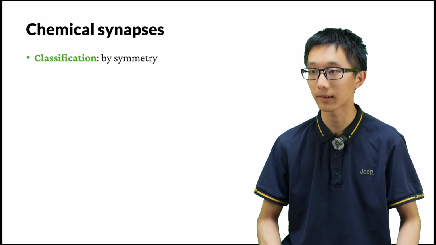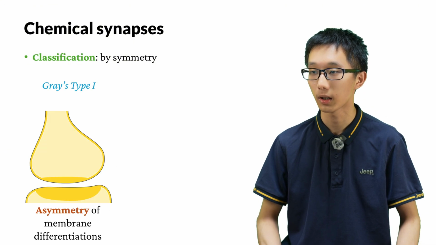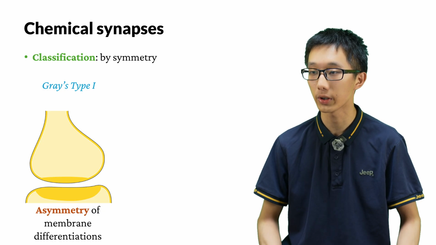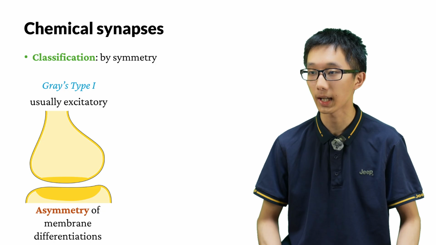The second type of classification is by symmetry, or we should say by asymmetry. Gray type 1 synapses are asymmetrical. The postsynaptic density is much larger than the presynaptic active zone. This type of synapse is usually excitatory, meaning that an action potential in the presynaptic neuron will depolarize the postsynaptic neuron, making it more excitable.